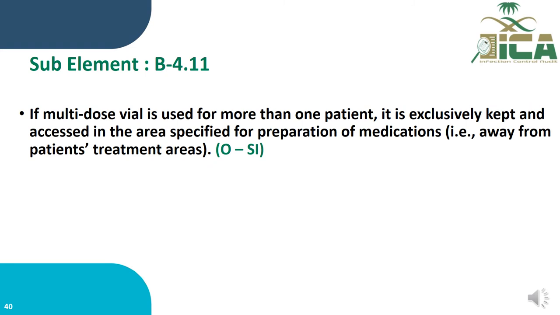Sub-element B4.11. If a multi-dose vial is used for more than one patient, it is exclusively kept and accessed in the area specified for the preparation of medication. It should be away from the patient treatment area. For this sub-element, we need observation and staff interview to evaluate and audit it.